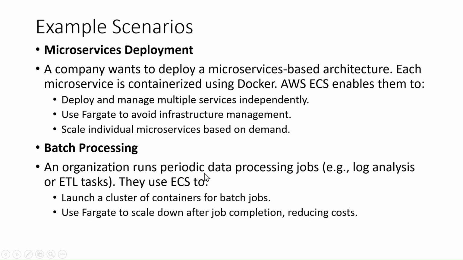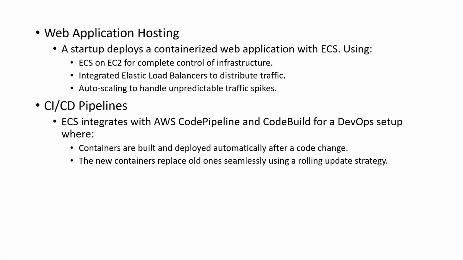Okay, and batch processing. An organization runs periodic data processing jobs like log analysis and last-time task analysis. They launch a cluster of containers for batch jobs. So they launch a single cluster for the containers, and one cluster will be used for many containers. Use Fargate to scale down after job completion and reduce cost, so that it takes care of itself. When there is huge traffic, it will scale up. If there is less traffic, it will scale down. Thus we can optimize the cost.